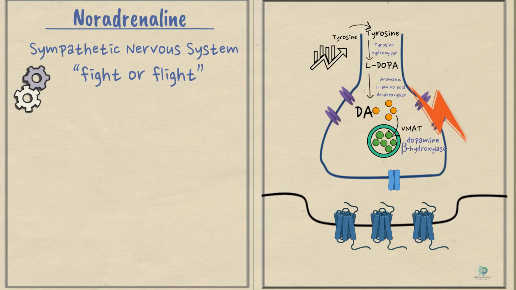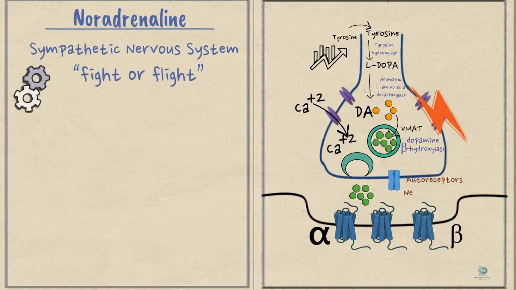When a nerve impulse reaches the terminal, calcium channels open, triggering the fusion of vesicles with the presynaptic membrane. Noradrenaline is released into the synaptic cleft by exocytosis. It then binds to alpha and beta adrenergic receptors on the target cell, triggering physiological effects. Release is tightly regulated by autoreceptors and a negative feedback of noradrenaline that inhibit further release.